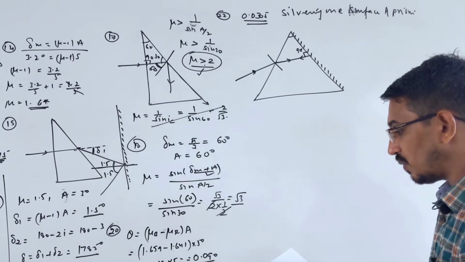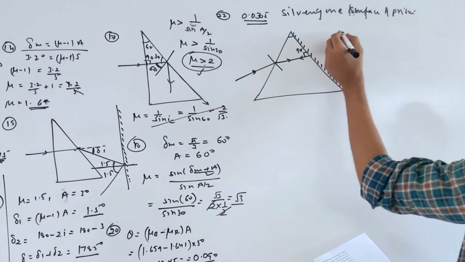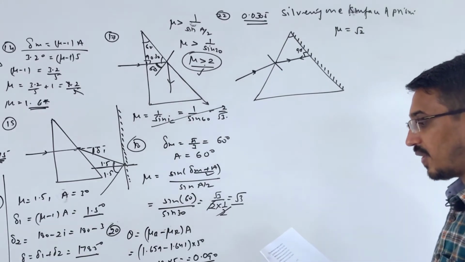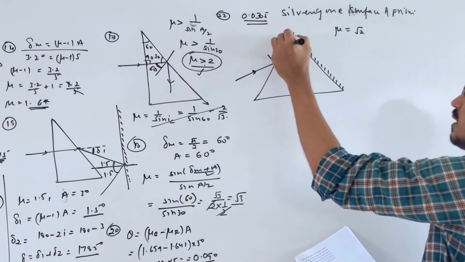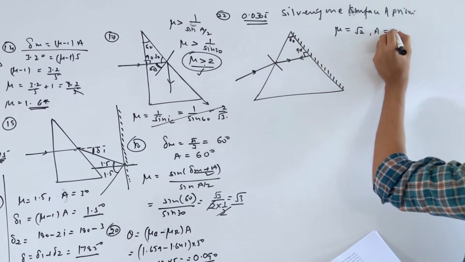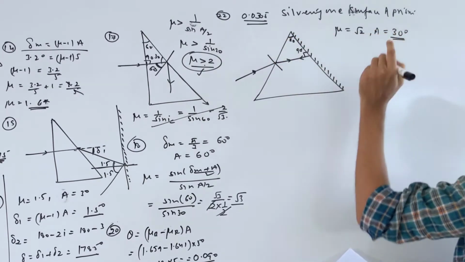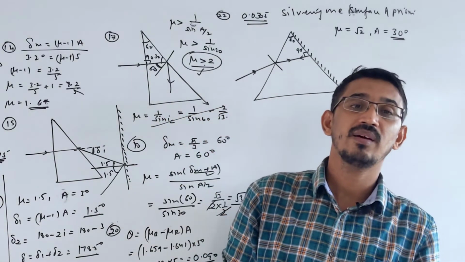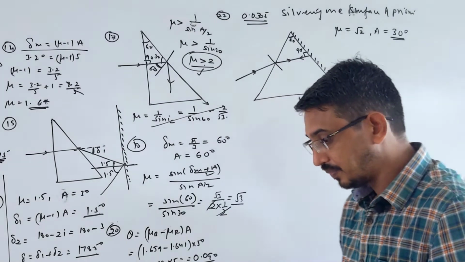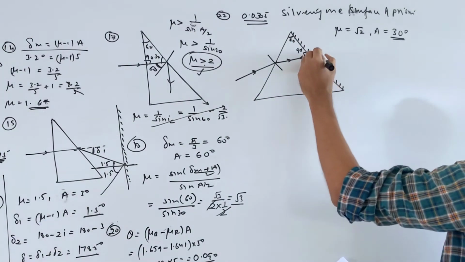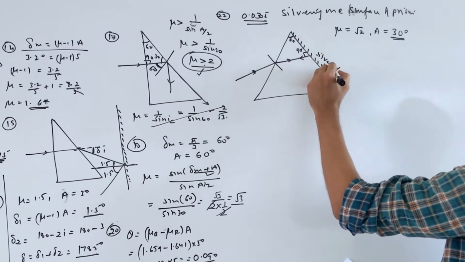The refractive index of the material of the prism is mu, √2. Mu is given to you, and the refracting angle is 30 degrees, meaning the angle of the prism A is given as 30 degrees. It's very important to understand that sometimes this is the angle of the prism, sometimes the refracting angle of the prism. One of the refracting surfaces is silvered. This is silvered.